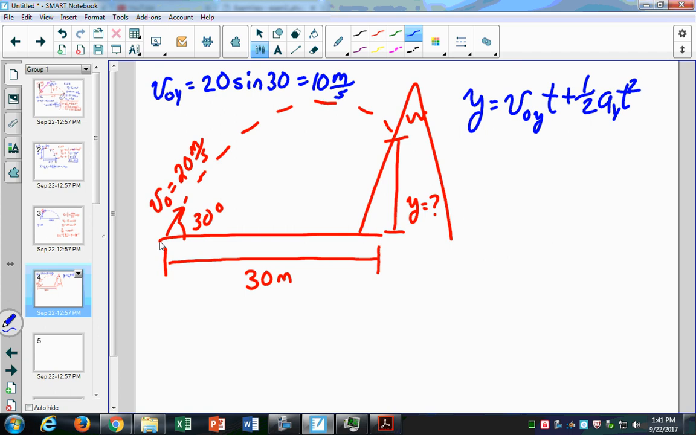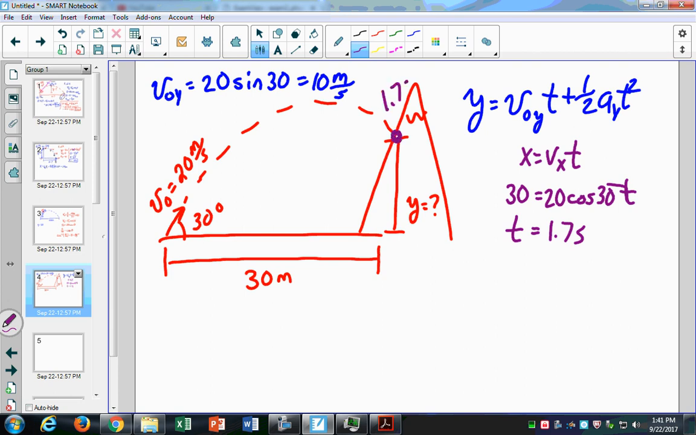Right, we did this one before, right? I say x is equal to v x t, and then I can solve for t, because I know the x displacement, it's 30. I know v x, it's 20 cosine 30. And I solve that for t. And so that's 1.7 seconds. I'm pretty sure I gave this on an old test at some point. So t at this point is 1.7 seconds.